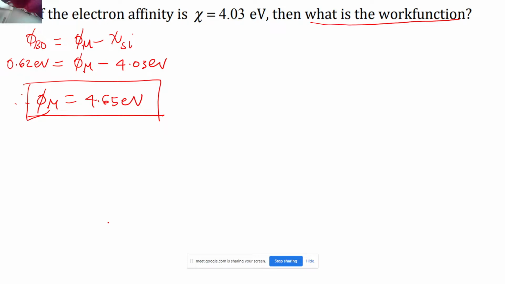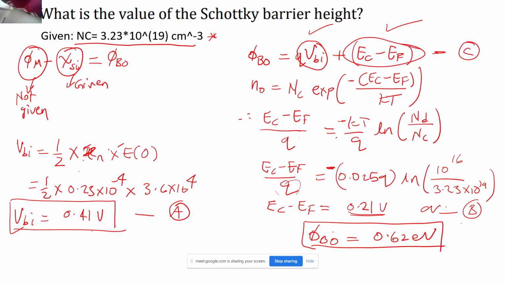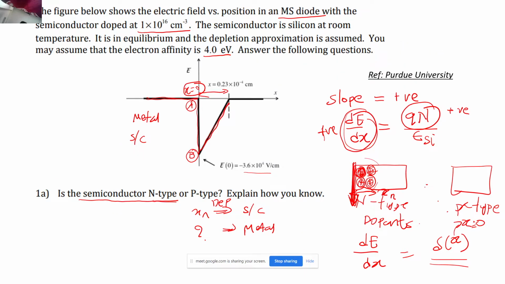I hope this was clear. If you guys have any doubts, then please ask. Now this is again a conceptual question. Is the electrostatic potential of the bulk semiconductor greater or less than the electrostatic potential of the metal? What they are actually asking is, if you look at this diagram, there will be a certain potential on the metal side, let's say Vm, and a potential on the semiconductor side, right? So which terminal is actually more positive, and how are you going to determine it?